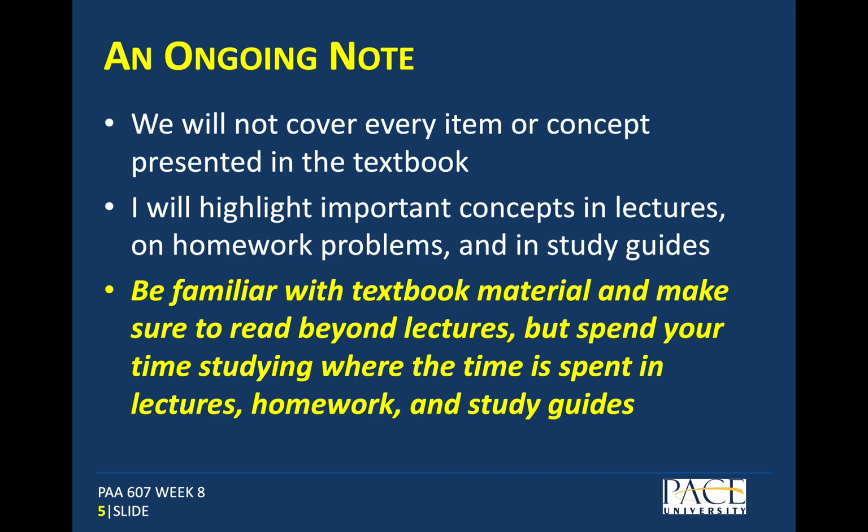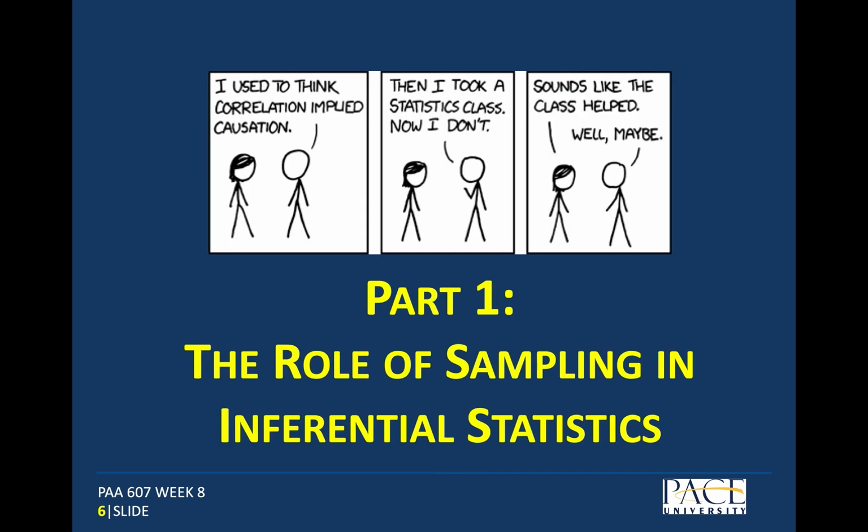The textbook has some nice examples of what we're doing in the lectures, but spend your time studying where the time is spent on lectures, homework, and the study guides. I'm not going to pull some random material out of the textbook that we've never talked about in the course. So again, focus your efforts on what we cover in class. Certainly read the material in the textbook that's related to what we're covering in the lectures, but you're not going to be responsible for every single word in the textbook. I realize very much this is like a dictionary. Okay, so part 1 here is the role of sampling in inferential statistics.